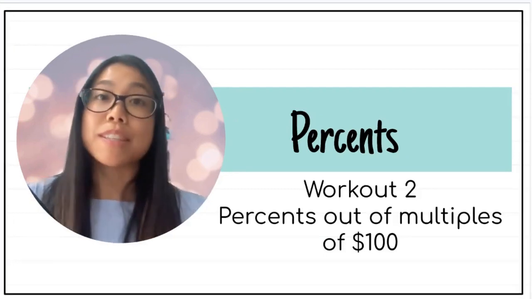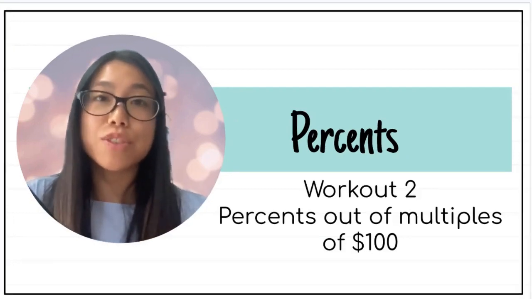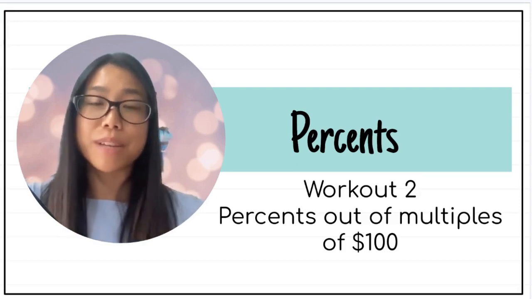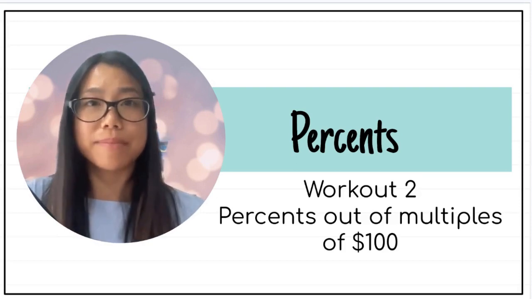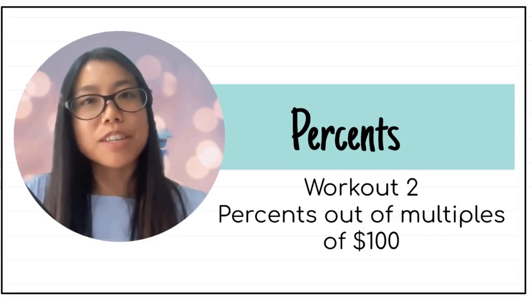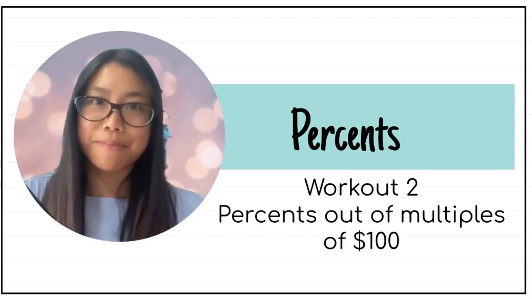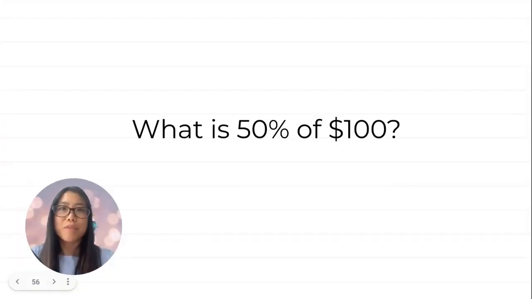You'll see how we start with relatively simple questions and use those to transition into more advanced questions so that you can start thinking and reasoning proportionally with mastery. Our math workout today will focus on finding percentages out of multiples of 100. Let's begin. What is 50% of 100?